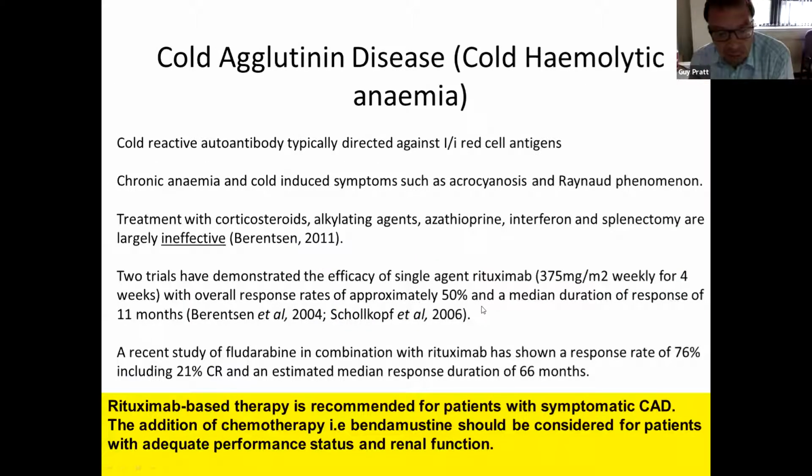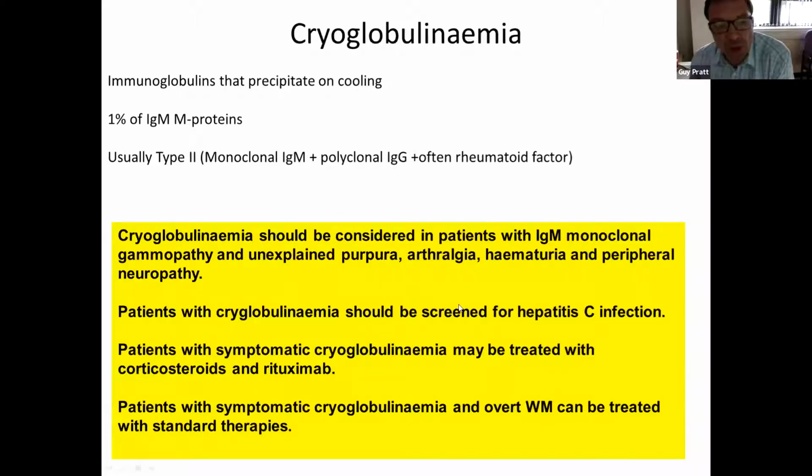And then cold agglutinin disease, these are all sort of rare complications associated with WM, but it's about how you should be treating these. Cryoglobulinemia, again, this is when the protein comes out of solution in the cold, and it's about identifying those patients and then how you should be treating them.